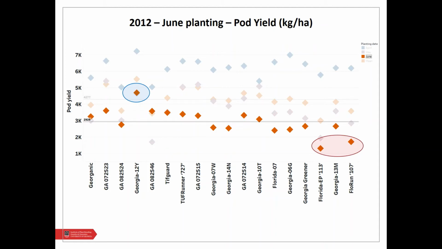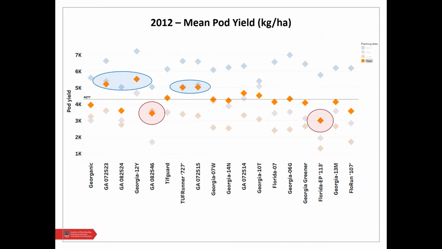The June planted pod yields were quite low, averaging around 2,900 kilograms per hectare, and the highest yielding genotype in this trial was Georgia 12Y. Averaged across 2012, the highest pod yields were seen in cultivars Georgia 12Y, Tough Runner 727, and a couple of the Georgia breeding lines.